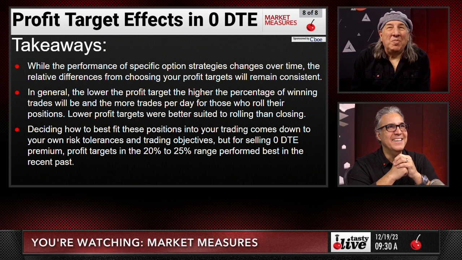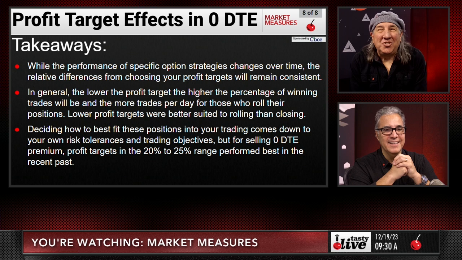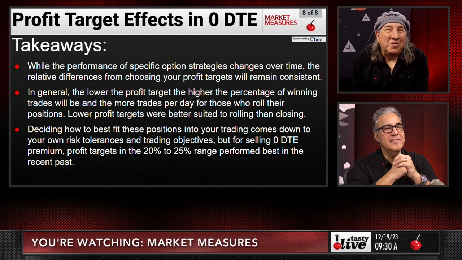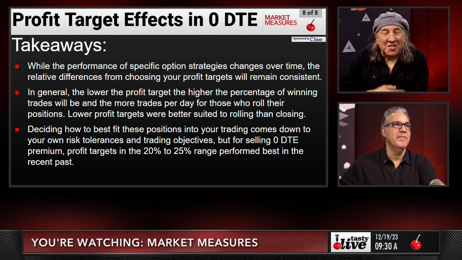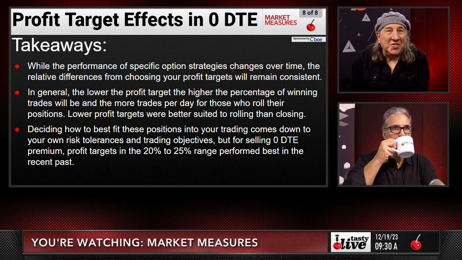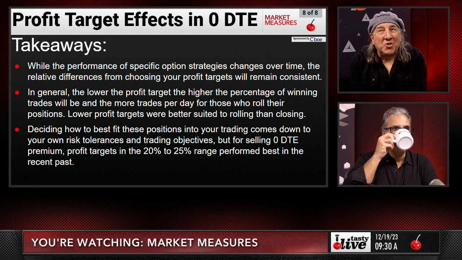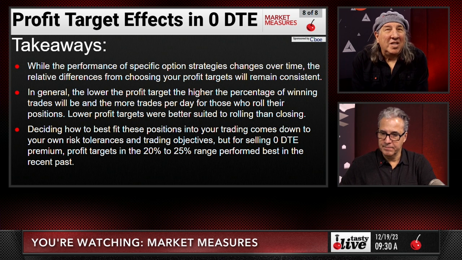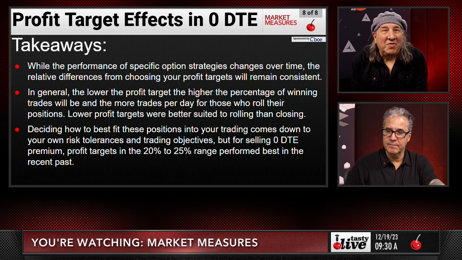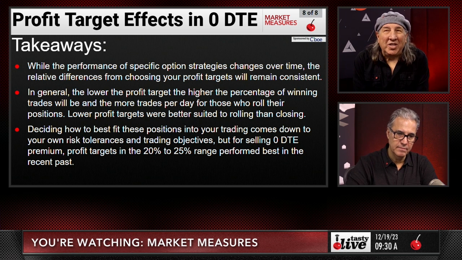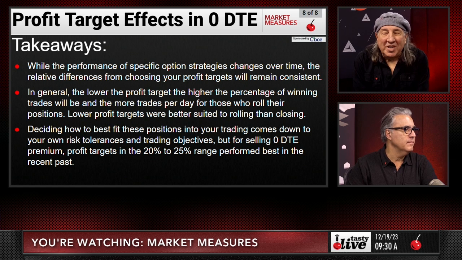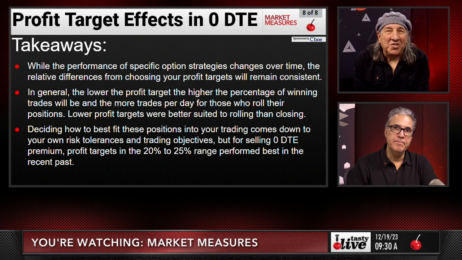Takeaways. While the performance of a specific option strategy changes over time, the relative difference from choosing your profit targets remains consistent. And we saw that in all 4 examples. In general, the lower the profit target, the higher the percentage of winning, and the more trades per day for those who roll their positions. The lower the profit targets, we're better suited to roll than close.